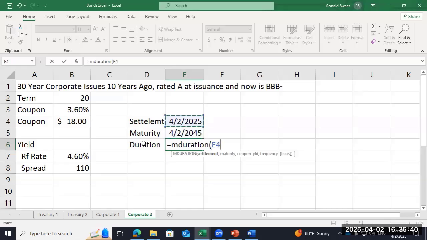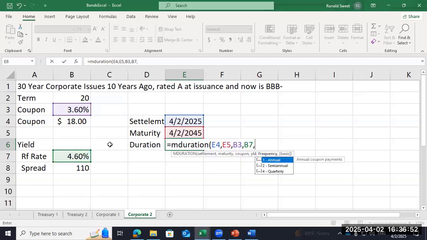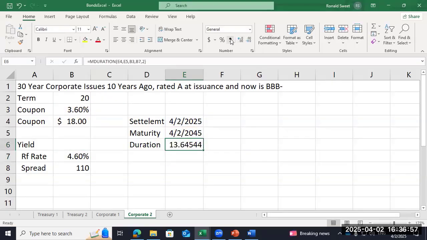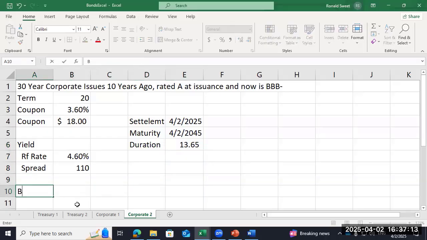So settlement is when the bond was paid for. Maturity, the coupon is 3.6. The yield is 4.6. The frequency is 2. So there's the duration of this bond. It's a 20-year bond, but the duration is only 13.65 years. So it's a lot shorter duration than the actual maturity. So let's try Bill Gates.